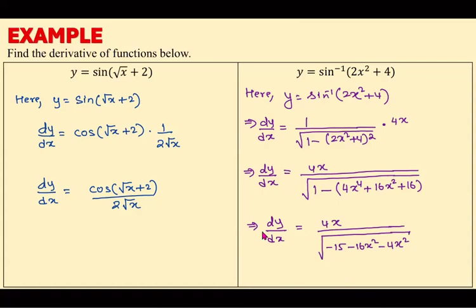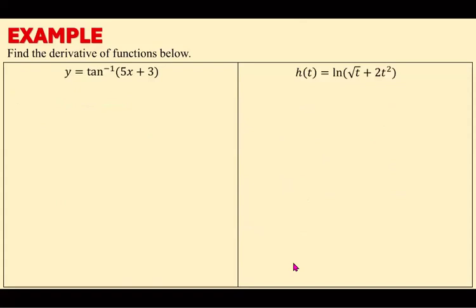Okay, so we got that. Wonderful. Let's look at the next pair of functions. This one involves inverse tangent and the logarithmic function. Once more, both of them are composite functions, so the chain rule is still working here.